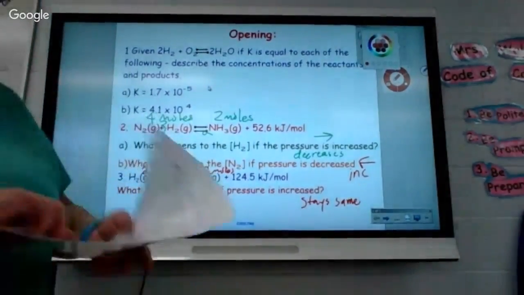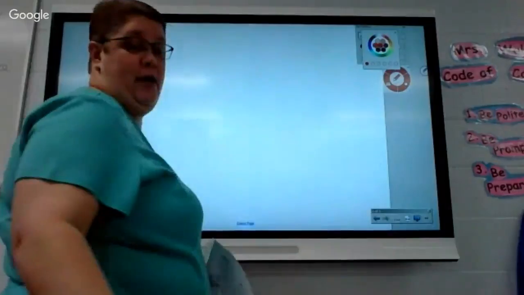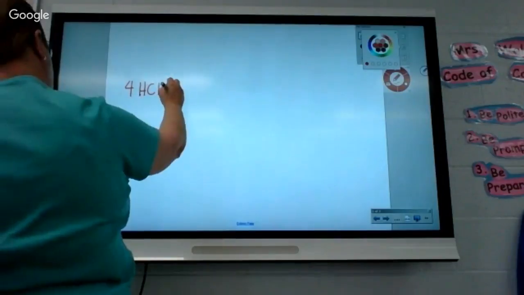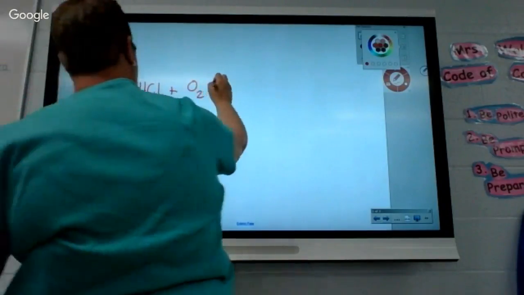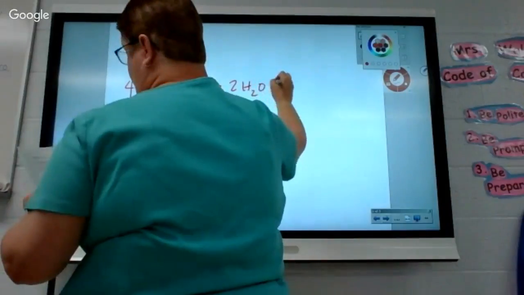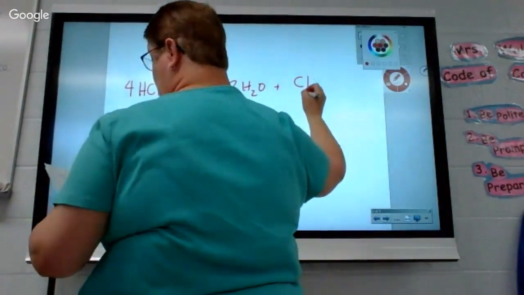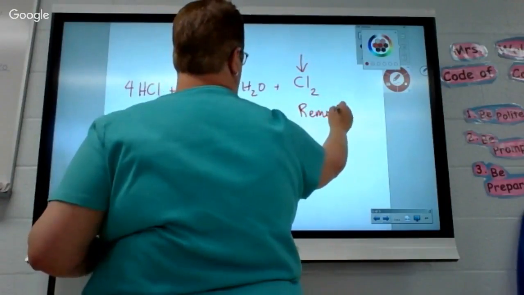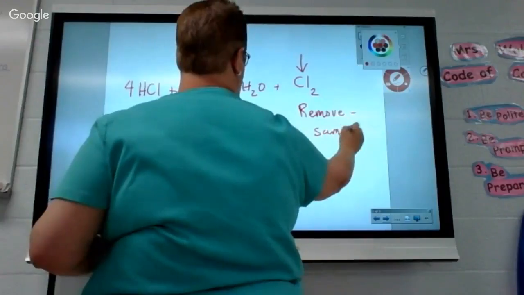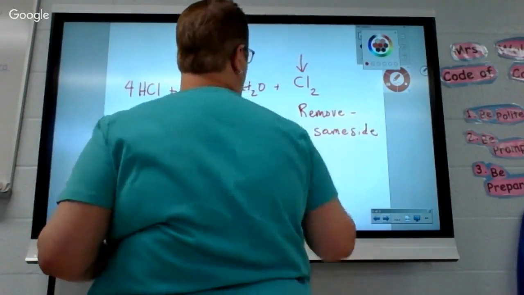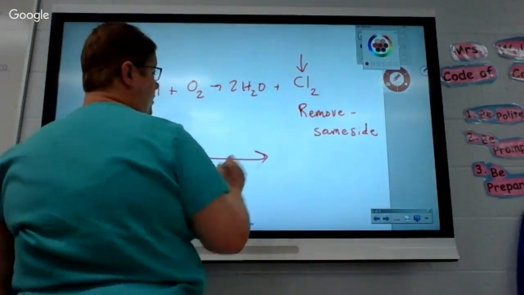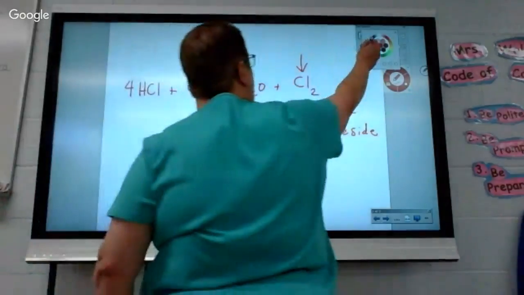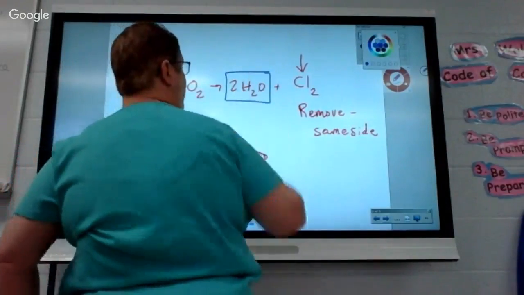This is why you got to know the rules. If you have 4HCl plus, what do we got? O2 goes to 2 water plus Cl2. All right, and it said to do what? Remove chlorine. Anytime I remove, the rule is it goes to the same side. So if I remove something, it goes to the same side. So it's going to shift what direction? To the right. So I'm asking you in this question, for every single thing, what happens to water?